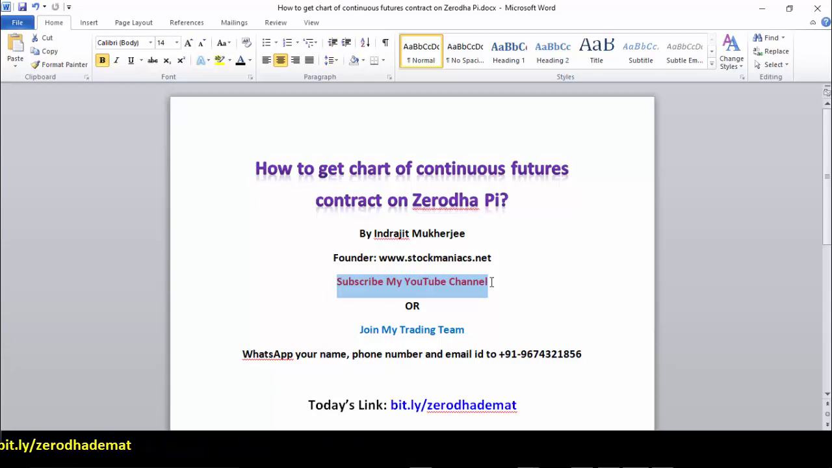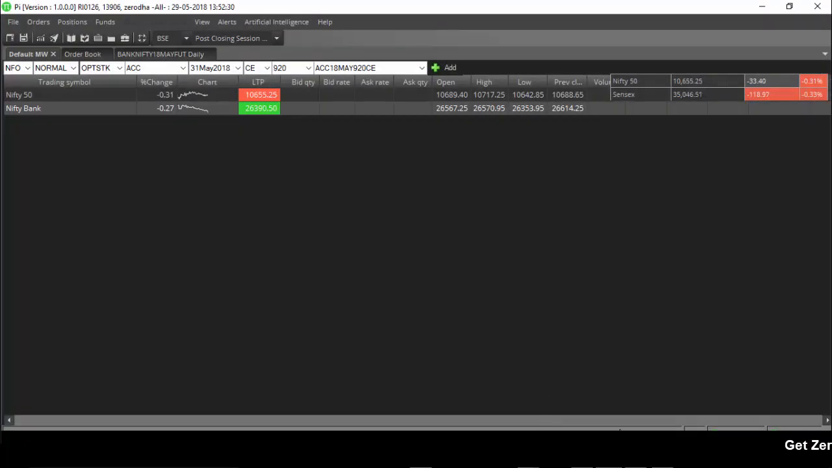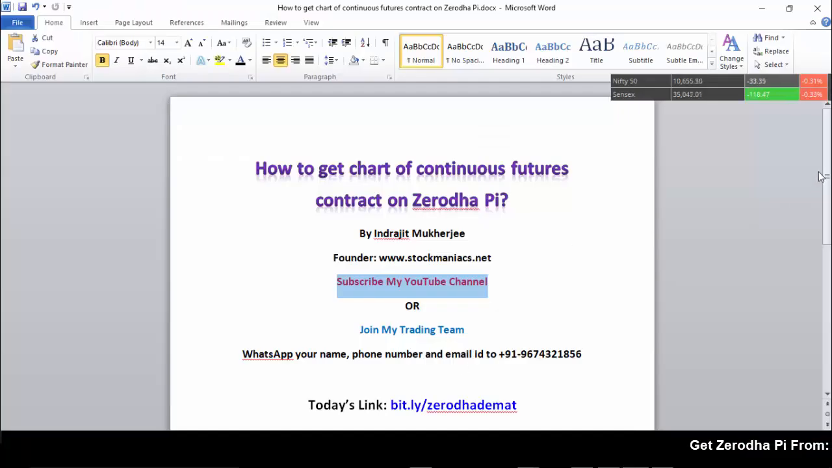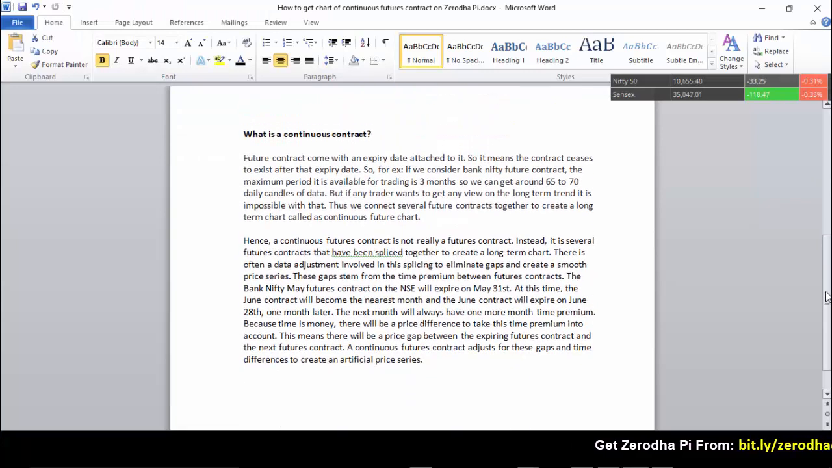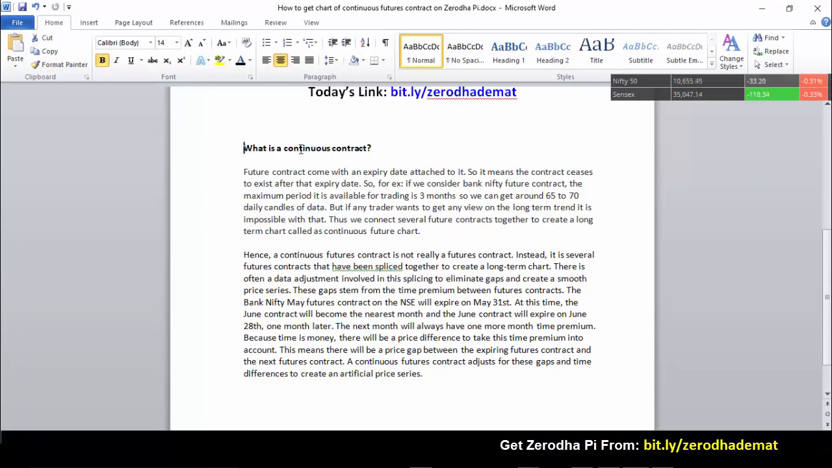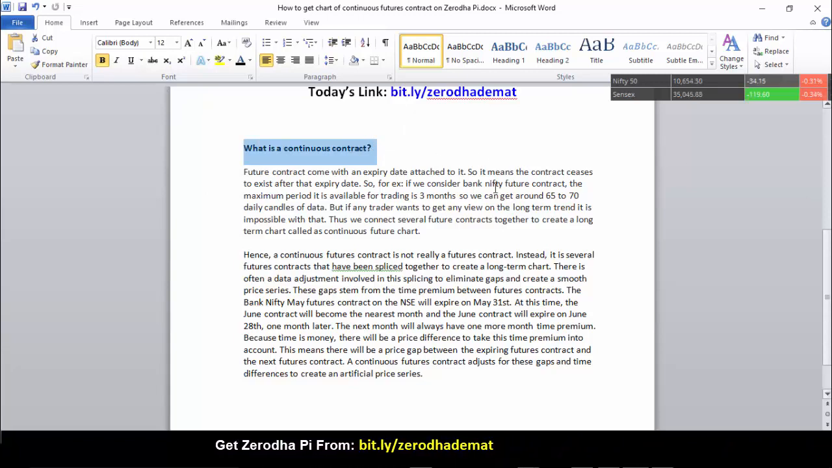Now friends, let us start on how you can get the chart of continuous futures contract on Zerodha Pi. So let us come down to Zerodha Pi and let us first discuss what is actually a continuous contract. Those who have been in the trading field for some time know what a continuous contract is.